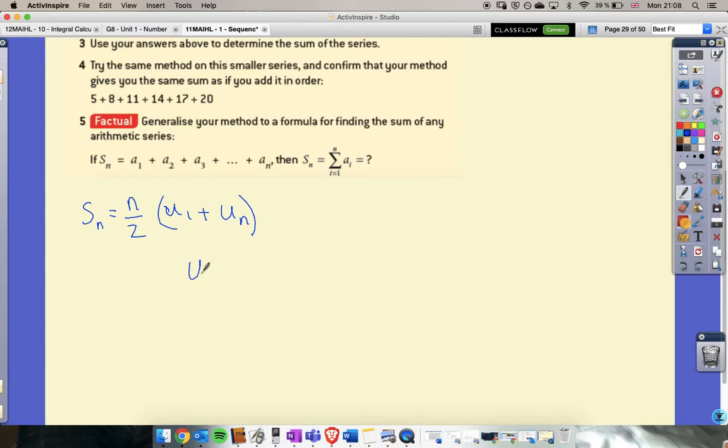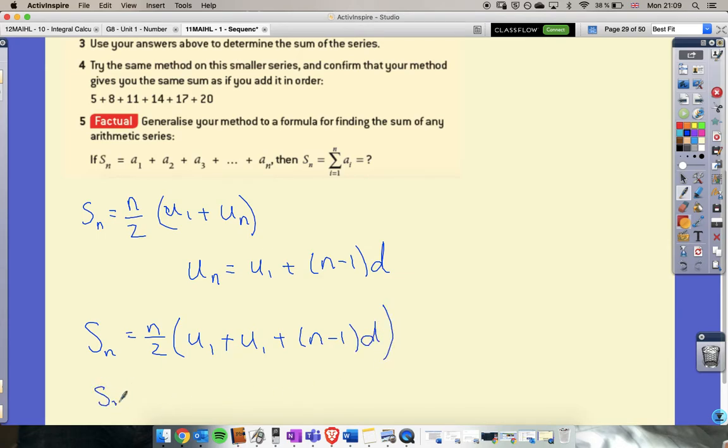But you'll remember from our last lesson, we were using this formula, n minus 1 d. So this is a way of calculating the nth term in a sequence. So what we can do, if we don't know the last term, is we can substitute this in. So n over 2, u1 plus, and then instead of un, I'm going to write all this out. And hopefully you've already noticed that we'll be able to do a very simple bit of simplification here. We'll just add those two together. 2u1 plus n minus 1 lots of d.